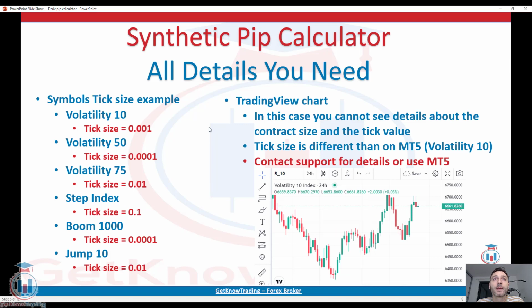For example, in this case, if you are using a TradingView chart, you cannot see details about the contract size and the tick volume, because there is no specification window for each of these indices. So it is best to use MT5, which is MetaTrader 5, where you can see all the details about a certain synthetic index. There is a second possibility: if you are using TradingView, you can contact support for details and ask them to give you a specification sheet for each of the indices they provide on the trading platform.